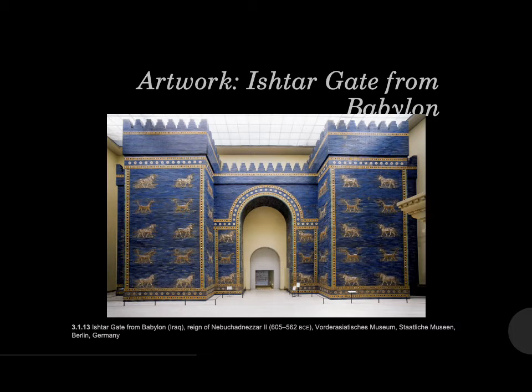Ishtar was the goddess of love, fertility, and war. They named these gates Ishtar because they wanted Ishtar to protect them. And all of these animals that you see on the walls, they are protectors. They are protectors of the people here.